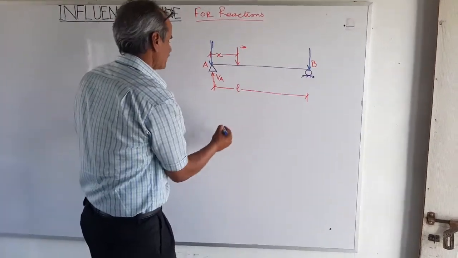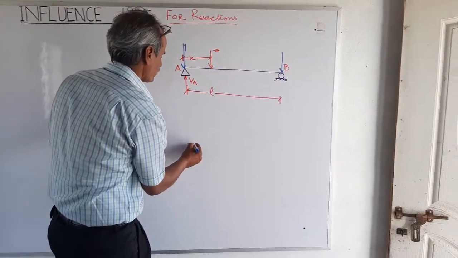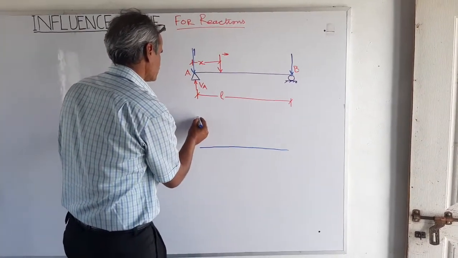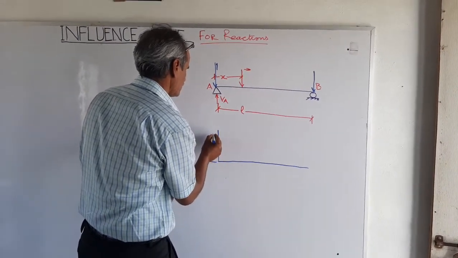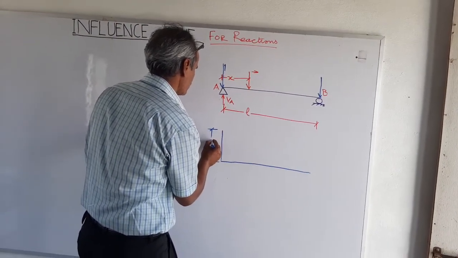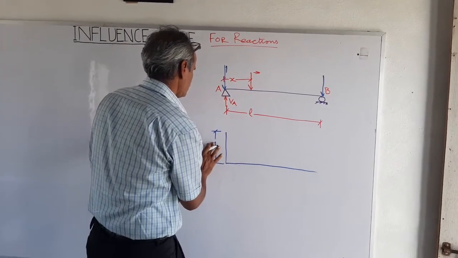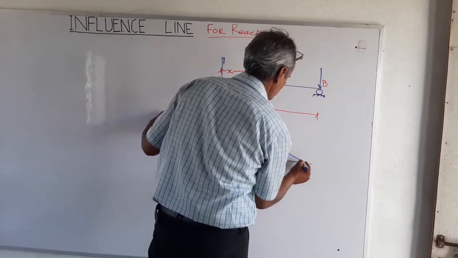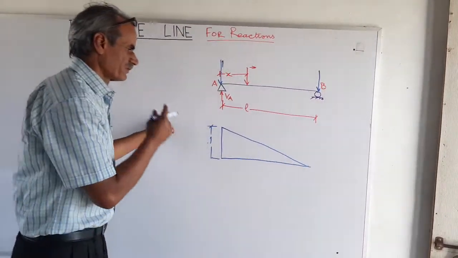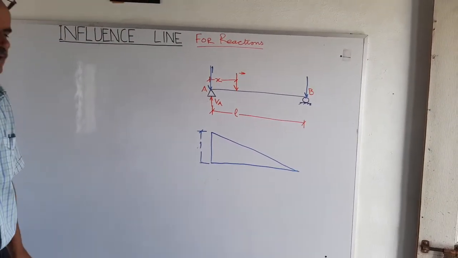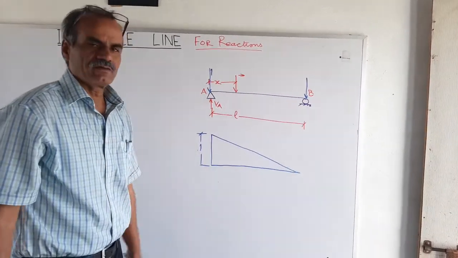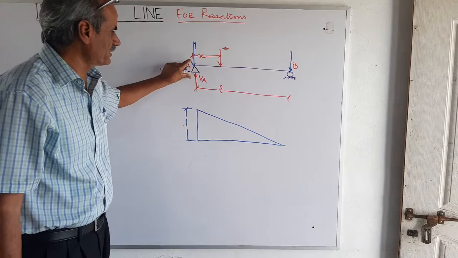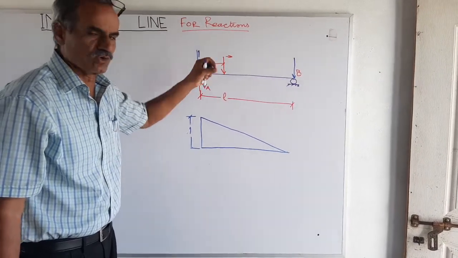Now, if we draw its graphical representation, one thing will be shown, that over here it was 1, its value is say 1, and over here its value decreases to 0. This is the influence line for reaction, vertical reaction at A due to unit moving load.